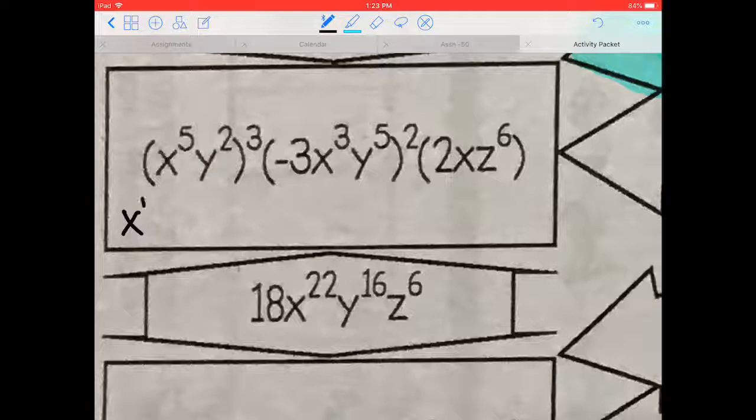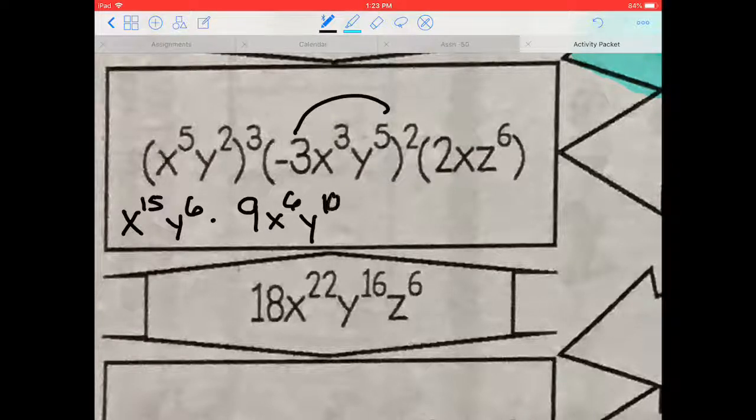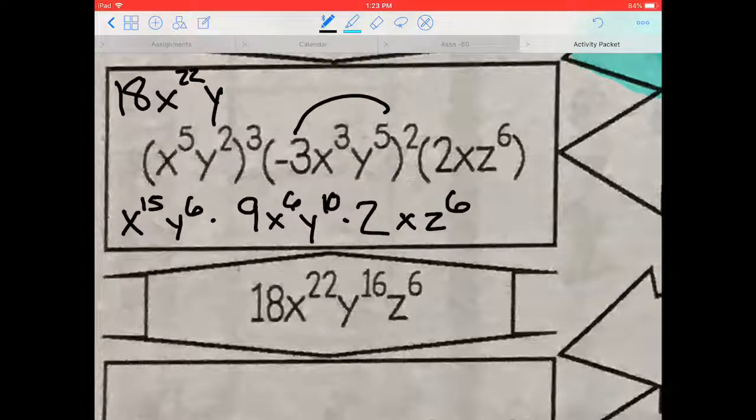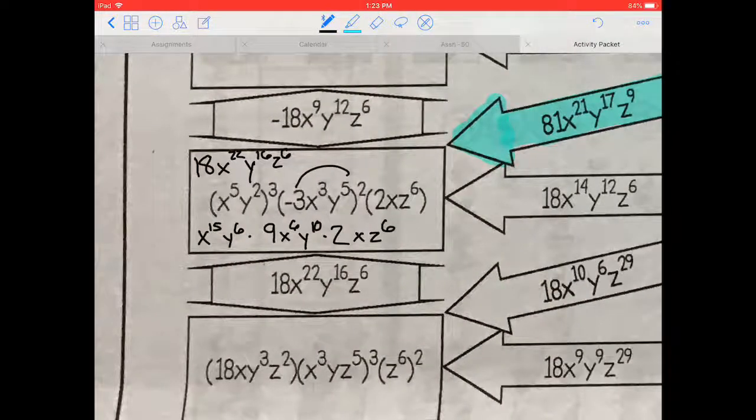Okay, x to the 15th, y to the 6th times negative 3 squared is going to be positive 9, x to the 6th, y to the 10th, and then 2x z to the 6th. So 9 times 2 is 18. For the x's, we're adding them all up. 5 and 6 is 21, and another one is 22. Y, 6 and 10 is 16. Z, 6. 22, 16, 6. We're going down.